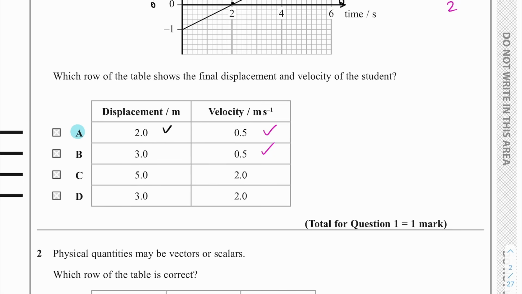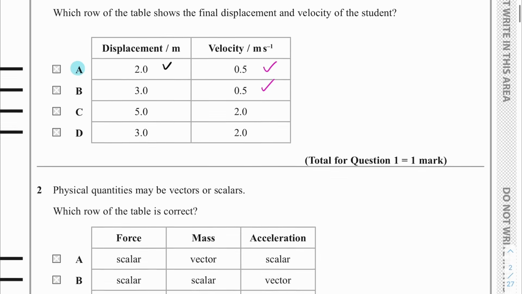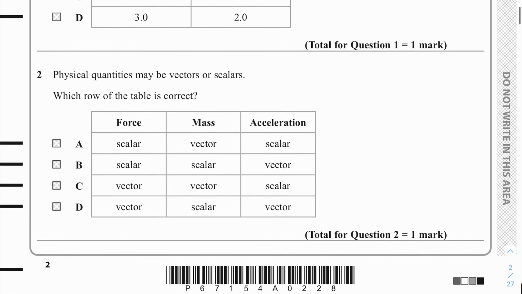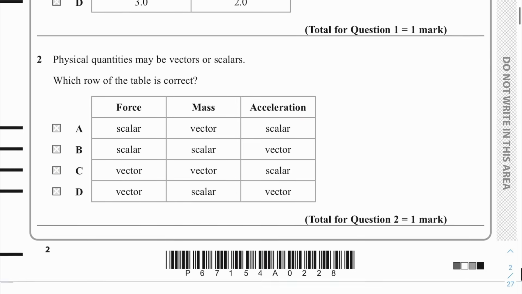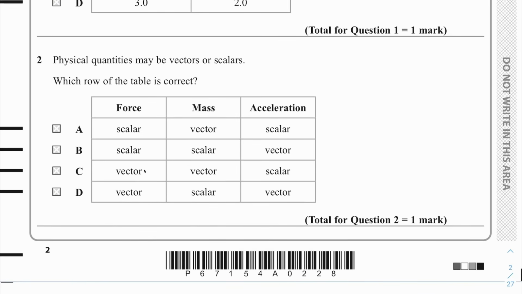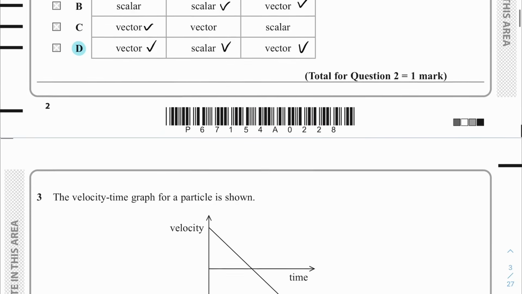Okay, so we move on to question number 2. Physical quantities may be vectors or scalars. Which row of the table is correct? Force, mass, acceleration. Force is a vector, mass is a scalar, and acceleration is a vector. So let's see which option that is. We want a vector here. We know mass is a scalar. We know acceleration is also a vector. So for all three of them, we need D. You can see D has all of the 3 ticks. So D is correct.